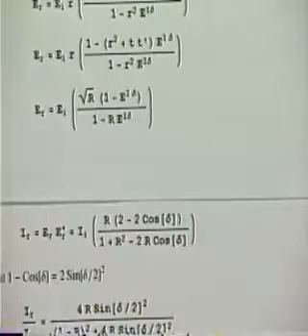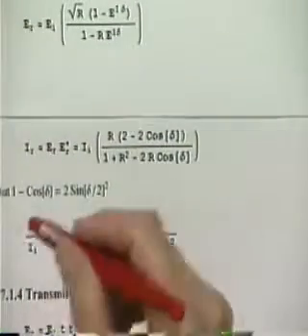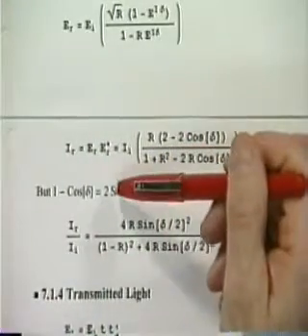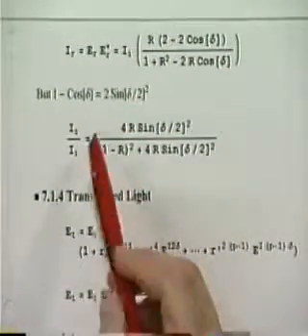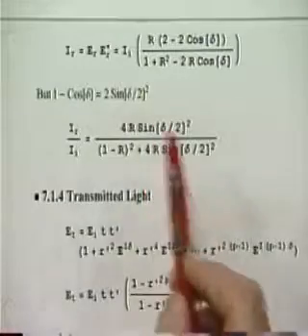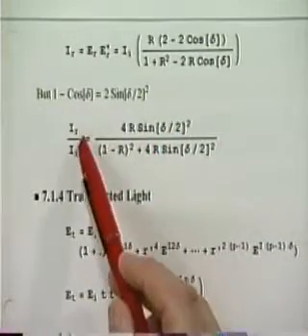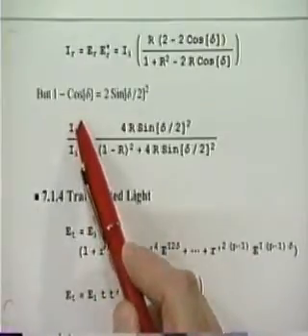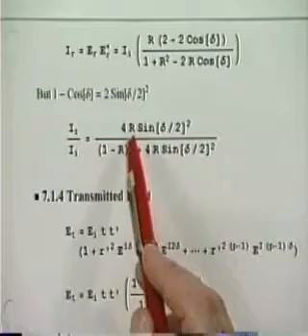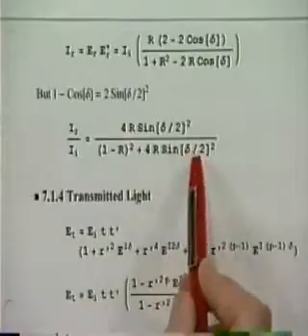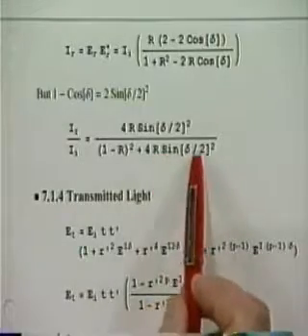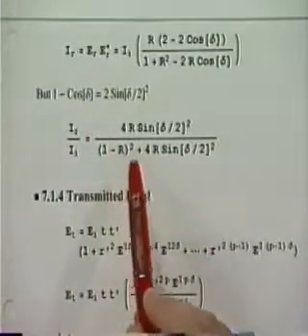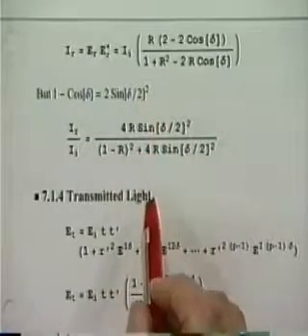And that's still not quite the form we normally see it. But we'll use a trig identity. 1 minus cosine delta is 2 sine squared of delta over 2. Plug that in, and we get a form that's close to the form you normally see. We'll make one change in a minute, but this is basically it. That the reflected over the initial is 4R sine squared delta over 2, over 1 minus R squared plus 4R sine squared of delta over 2. And we'll leave this for the time being, and then we're going to come back to it. We're going to change it a little bit, and then we're going to talk about it. We're going to plot it.